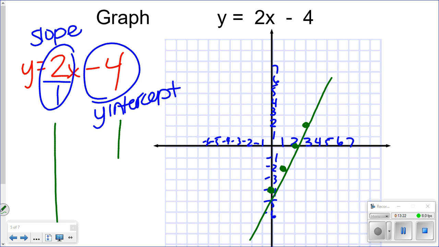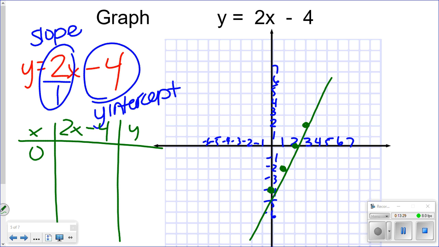Because if we made our table, this is what would have happened. 2x minus 4. You have your x and your y, and you put in 0, 1, 2, 3. Instead, I know it's going to be 0, -4. 1 would have been 1, -2. 2 would have been 2, 0. And 3 would have been 3, 2. It's already doing your points, you don't have to do any more.